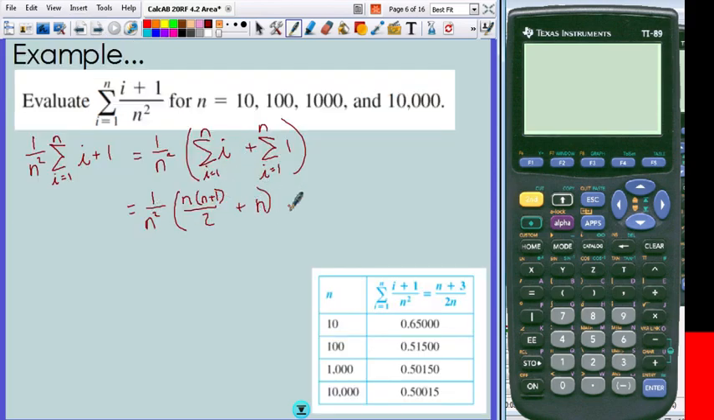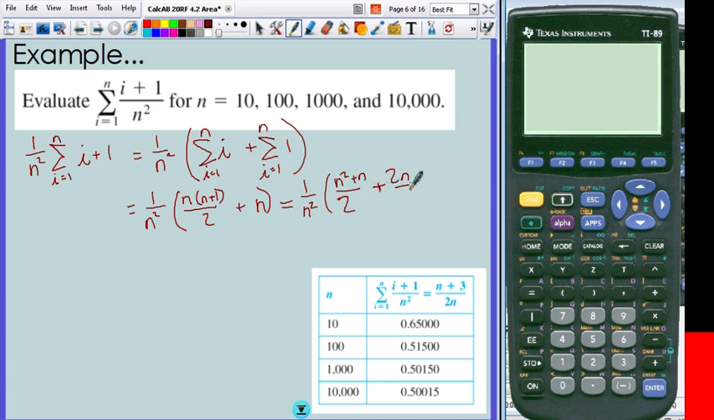All right, I want to clean this up a little bit. So I'm going to write this as 1 over n squared times n squared plus n over 2. I want to make this other term over 2 as well. So this will be 2n over 2.